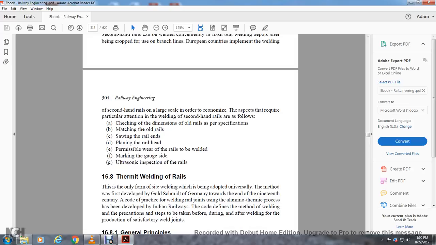6.8 Thermite welding of the rails. This is the only form of welding which is adopted universally. The method was first developed by Goldschmidt in Germany towards the end of the 19th century.